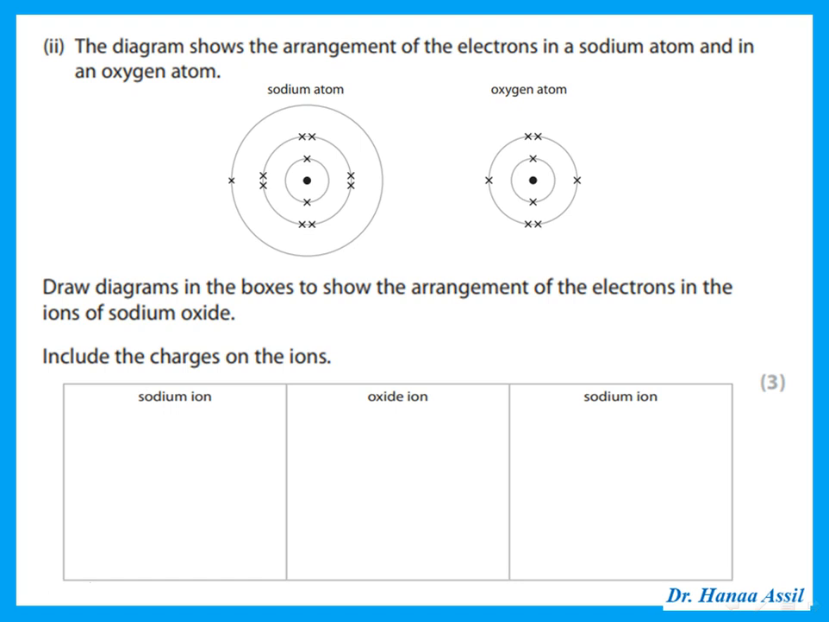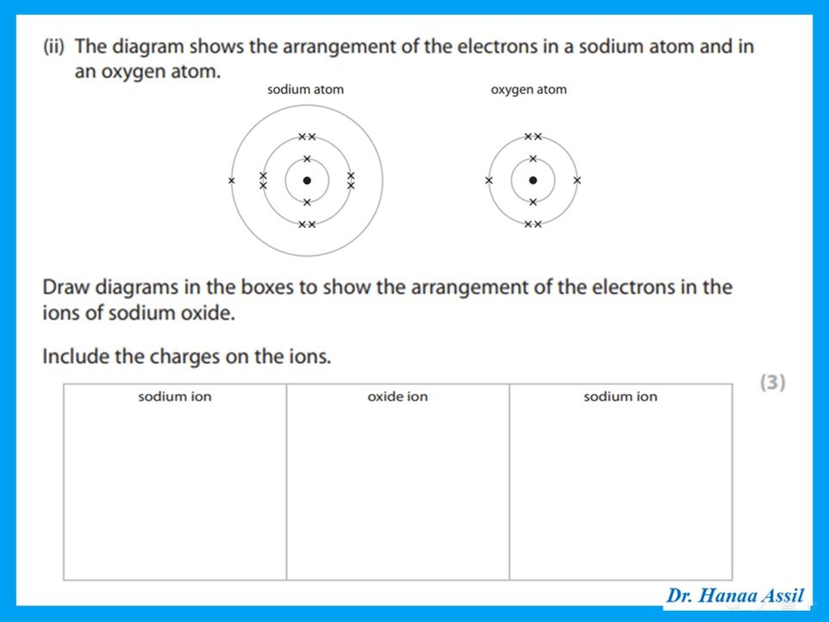The diagram shows the arrangement of electrons in sodium atom and oxygen atom. Draw diagrams in the boxes to show the arrangement of electrons in the ions of sodium oxide. So when these form ions, what does the sodium do? Remember, the sodium has one electron in its outermost shell. It will lose that electron, and he wants you to draw diagrams.